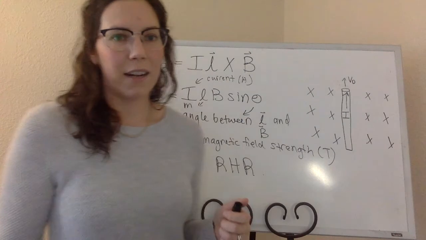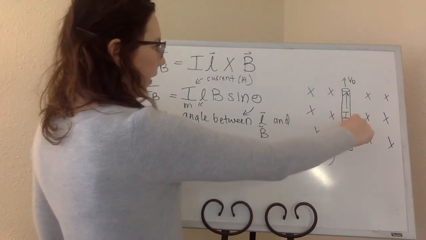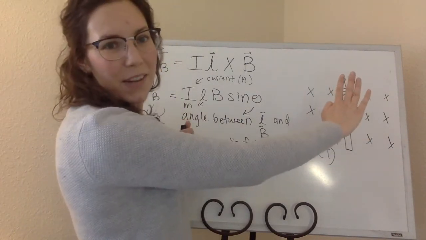So let's do it on this diagram I have. This is I, current, so I want my fingers to be in the direction of the current.